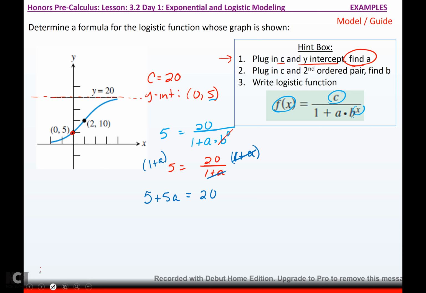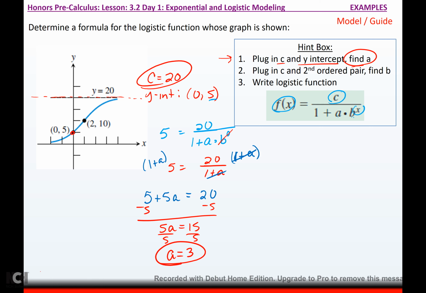So now if I solve for a, minus 5 minus 5, 5a equals 15, divide by 5, divide by 5, a equals 3. So far I know a and c. All I need now is b, and once I know a, b, and c, I can plug them in and get my function. Okay? So I've got a, I've got c.